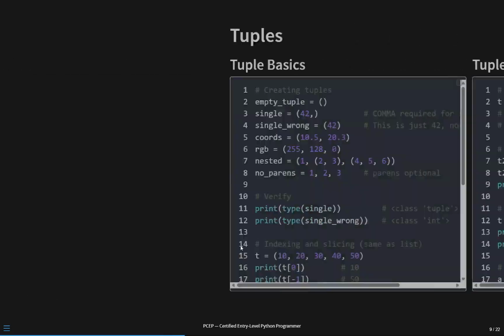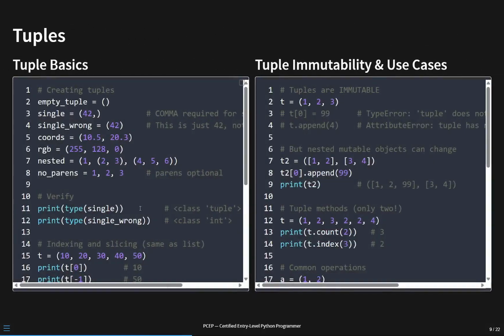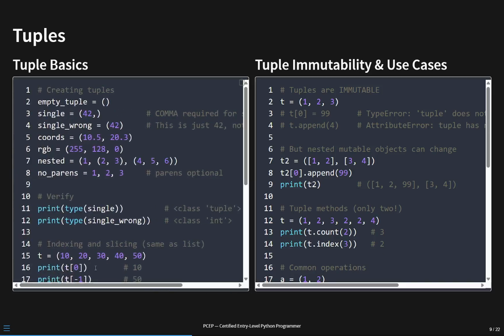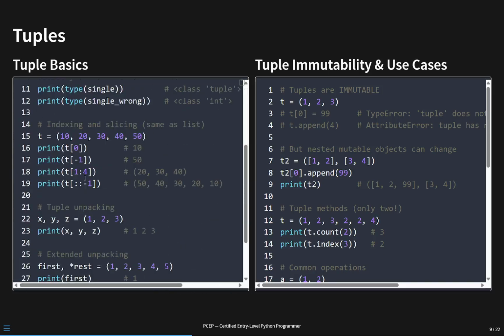Tuples look like lists, but behave fundamentally differently. They are immutable. Once created, you cannot change a tuple's elements. No append, no remove, no item assignment. Attempting any of these raises a type error.